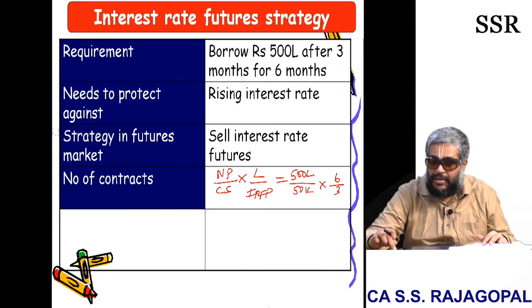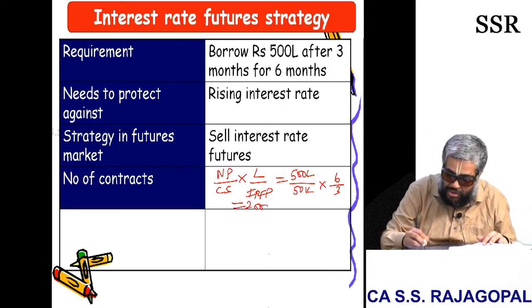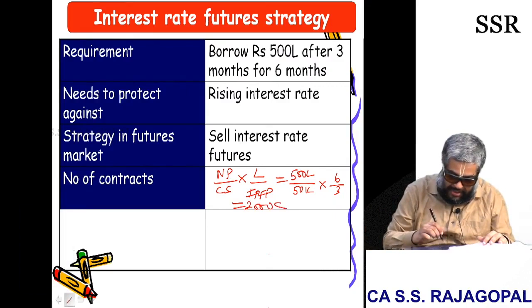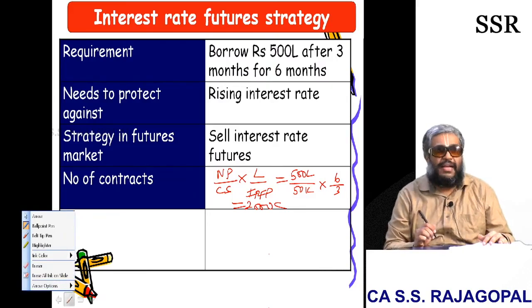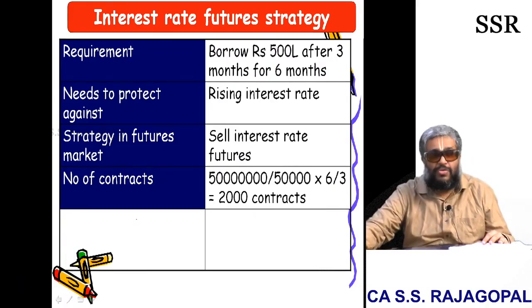So it is 500 lakhs, 500,00000 divided by 50,000. Normally 1,000 contracts. It should be how many contracts here? 2,000 contracts. I think all have copied or not? Okay, I'll put a neat slide here. It is about 2,000 contracts.